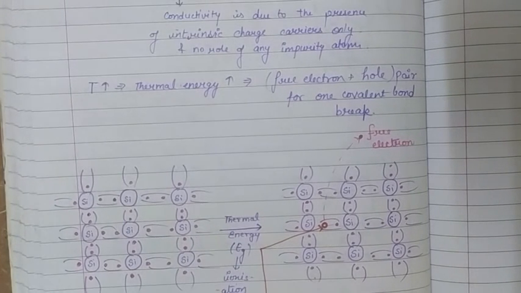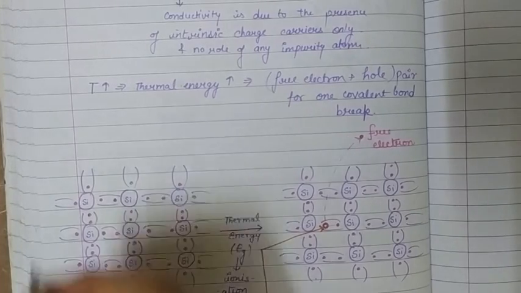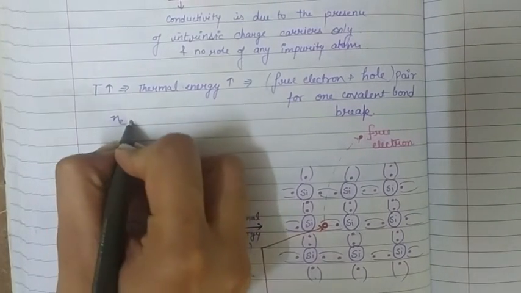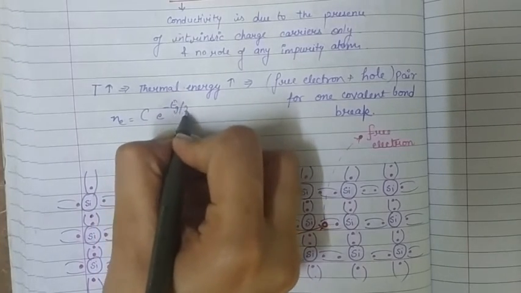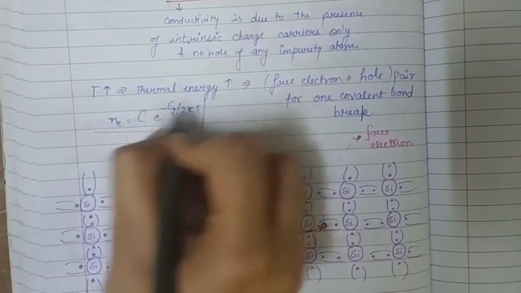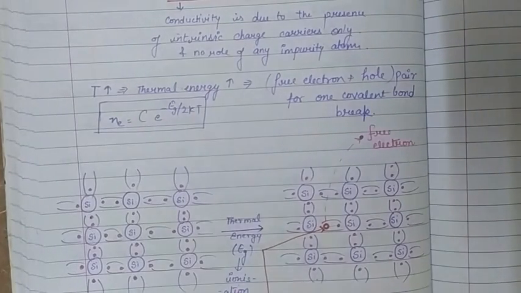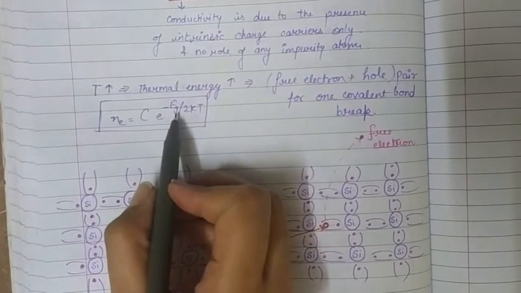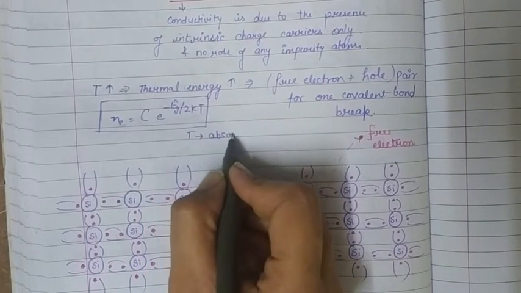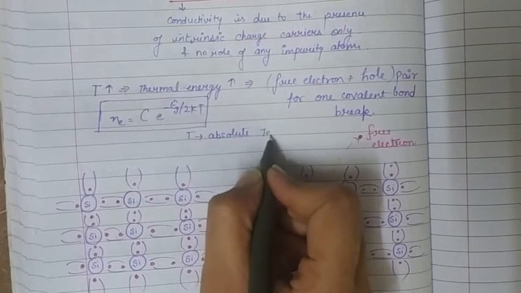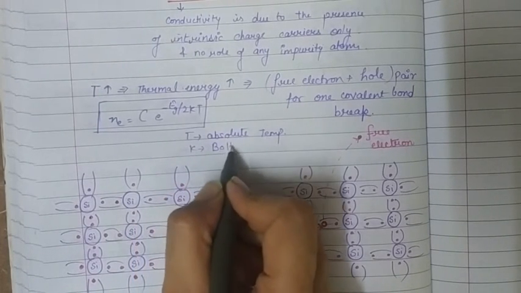Now the number of electrons which are set free at some absolute temperature T is given by the relation Ne is equal to C e to the power minus Eg upon 2kT. Okay, so this is the number of electrons that get free from the structure at the energy Eg and temperature T. Here T is the absolute temperature at which we are observing the structure and k is the Boltzmann constant.